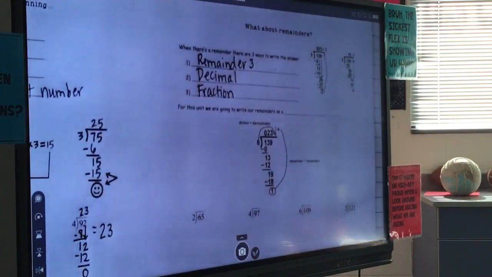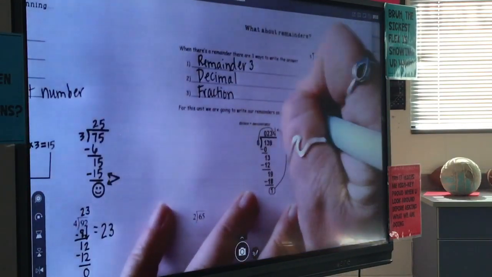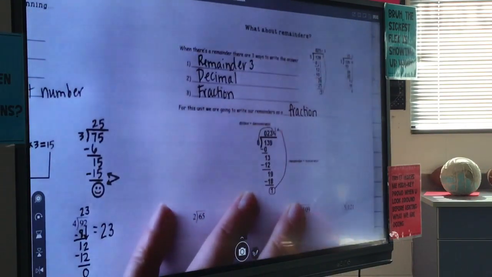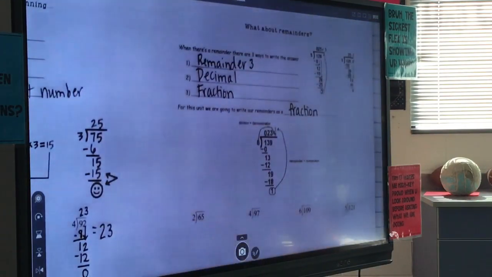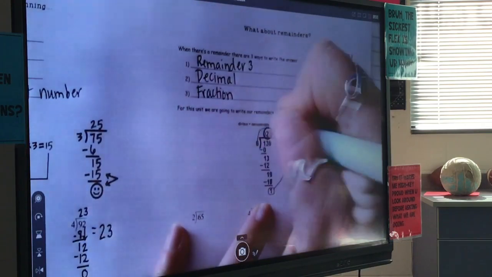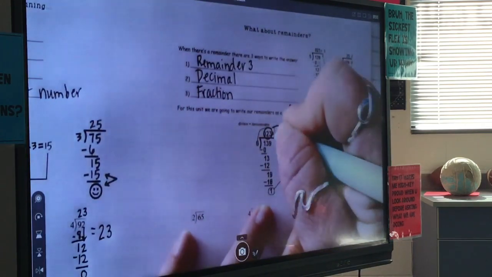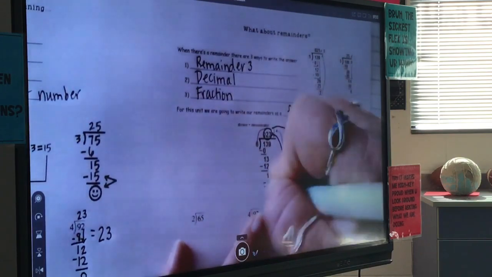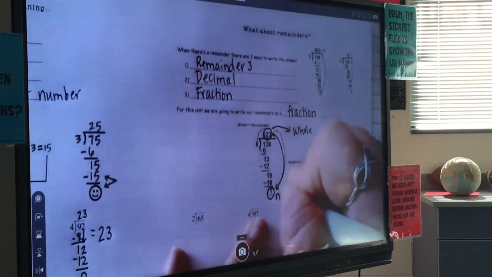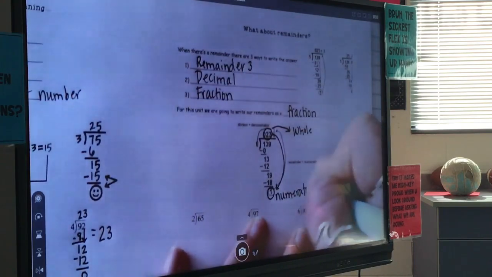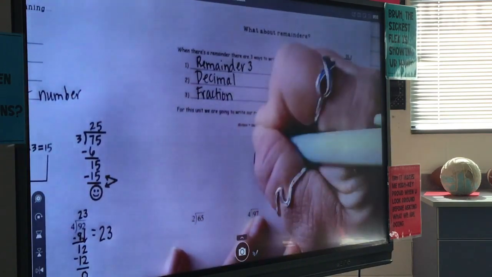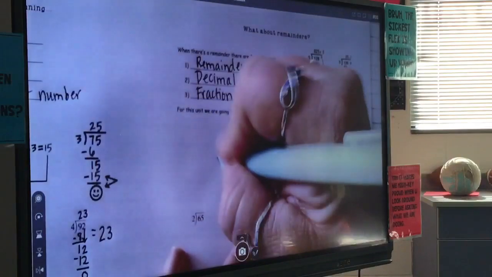All right. For this unit, we are going to write our remainder as a fraction. Now, looking at this problem, how many of you guys have ever done the circle, arrow, circle, arrow, circle? So what that means is your quotient becomes your whole number. Then you draw an arrow down to your remainder, which becomes your numerator. And then you draw an arrow to your divisor, which is your denominator.